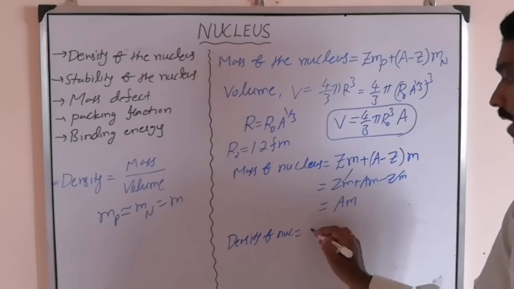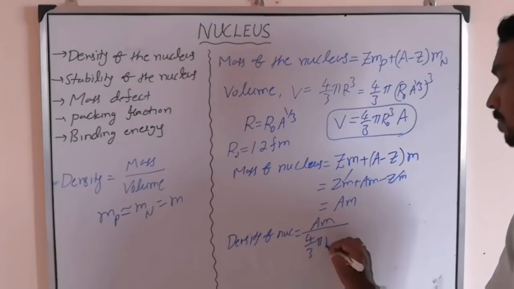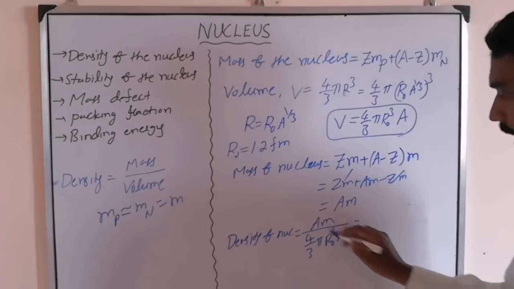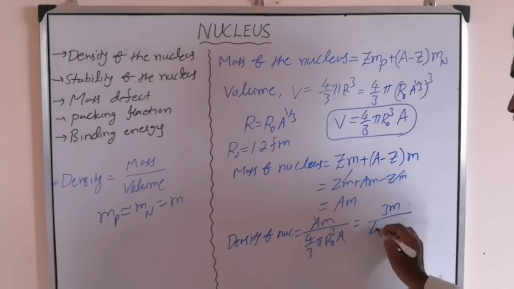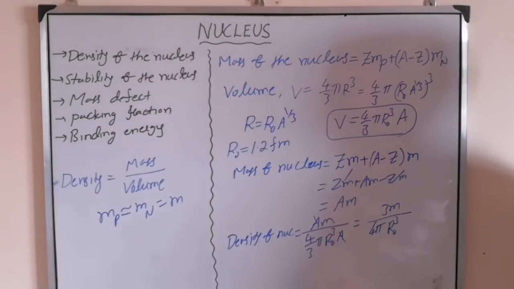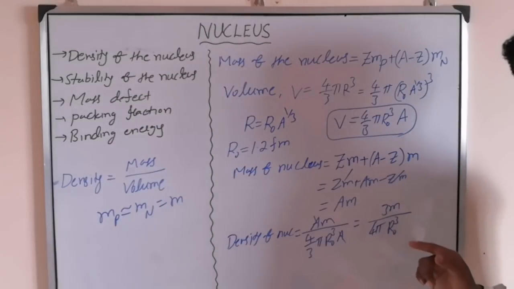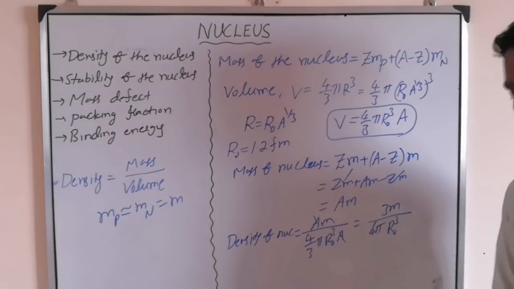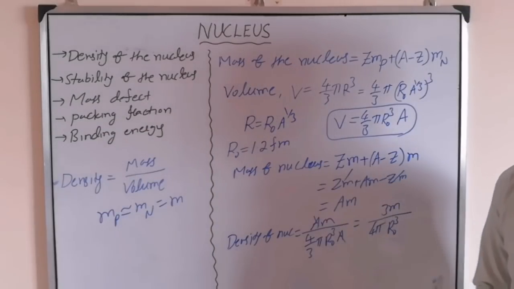So the density of the nucleus becomes mass Am by volume 4 by 3 pi r naught cube A. A gets cancelled, 3 goes up, so 3m by 4 pi r naught cube. Understand it properly. 3 is constant, m is constant, because the mass of a proton is the same for every atom, every nucleus. 4 is constant, pi is constant, r naught is also constant.